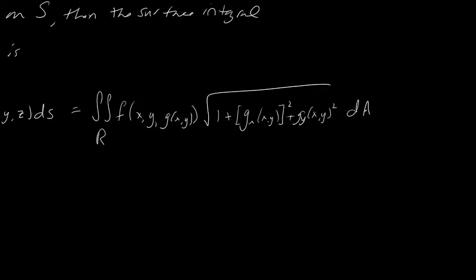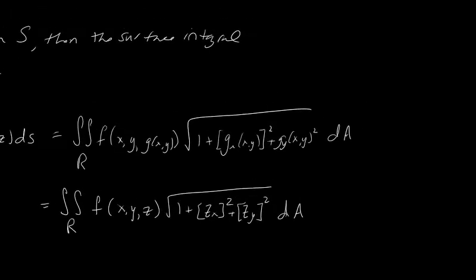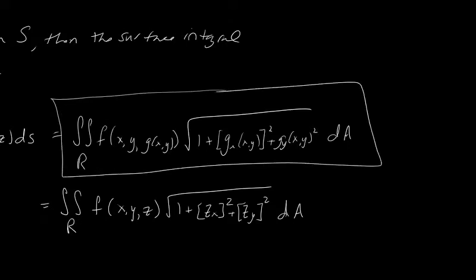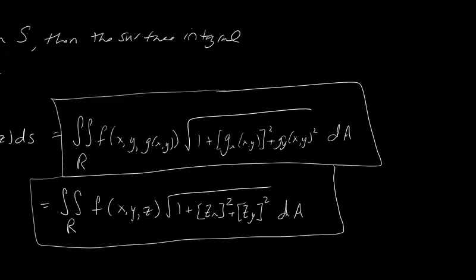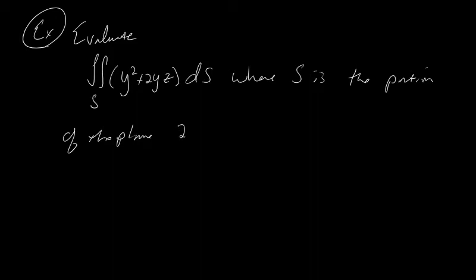We might think of that as the double integral over R of f of x, y, z, square root of 1 plus z sub x squared plus z sub y squared dA. There's a reason we have it in this form, but just so that you can see it, it's really just this as well. So let's do an example. Let's evaluate the double integral over S of y squared plus 2yz dS, where S is the portion of the plane 2x plus y plus 2z equal to 6 in the first octant.